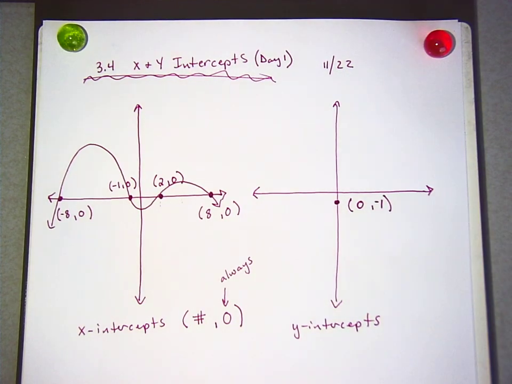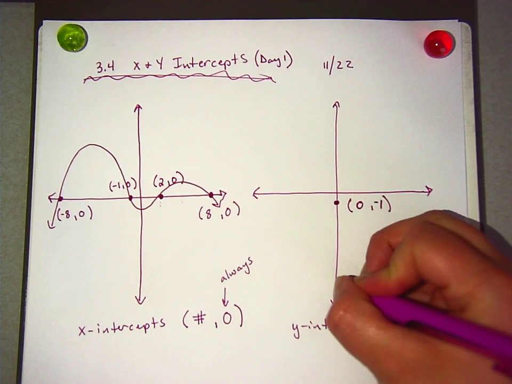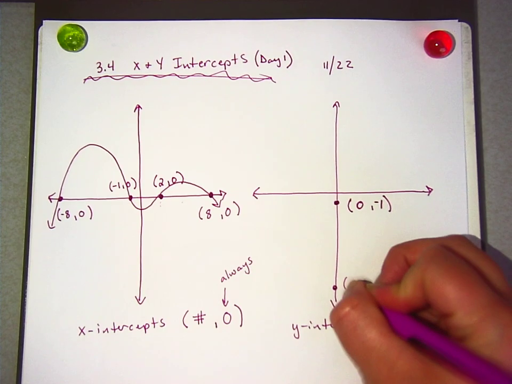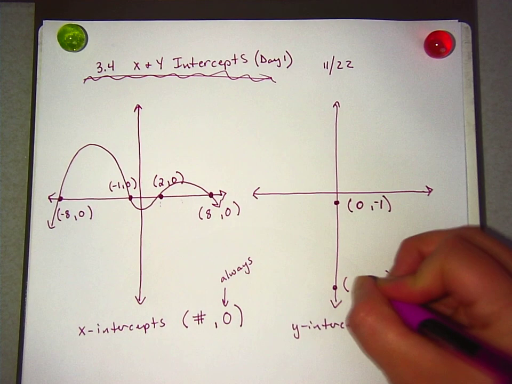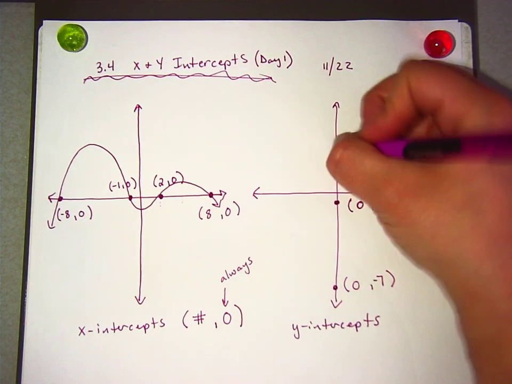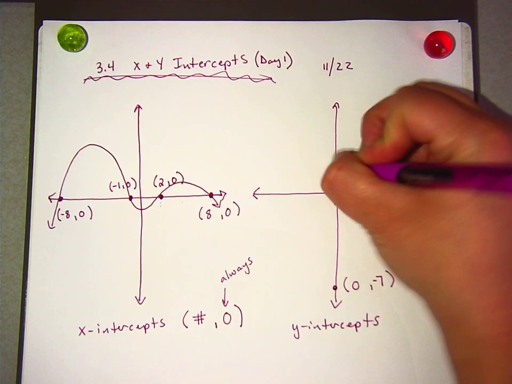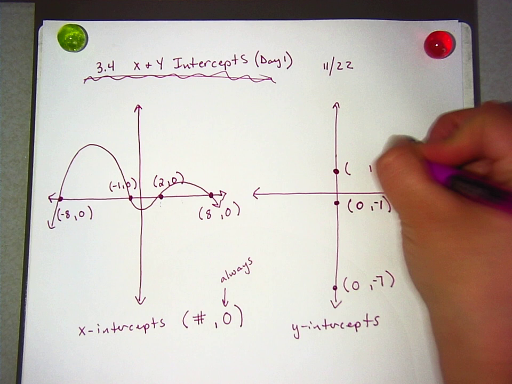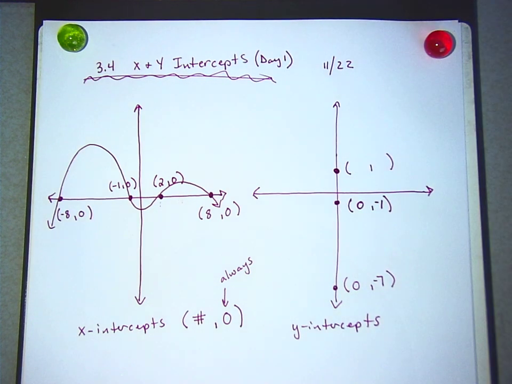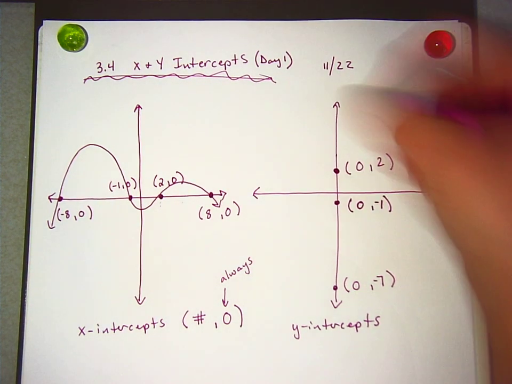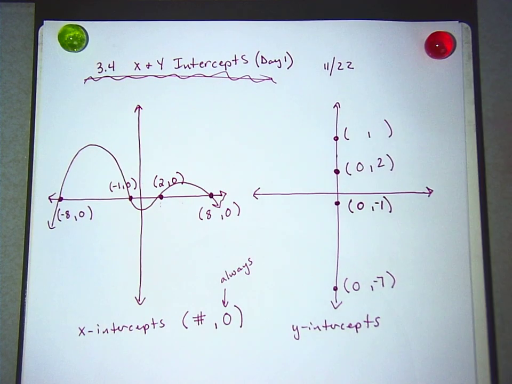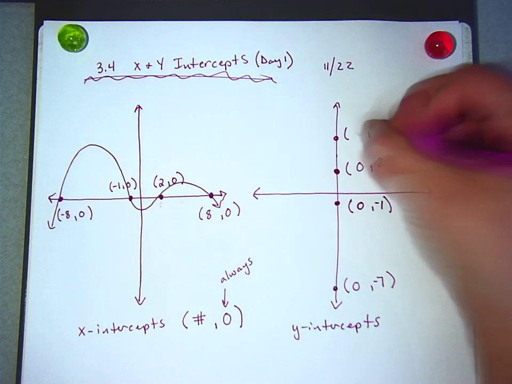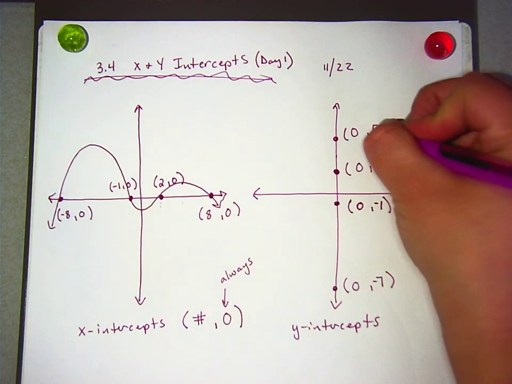0, -1. Beautiful. How about this one way down here? 0, -7. And this one? 0, 2, and how about this one? 0, 5. I love all of this.